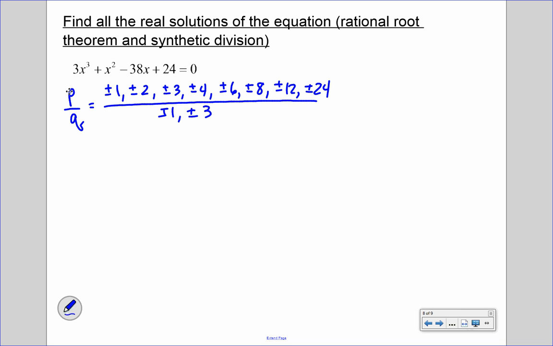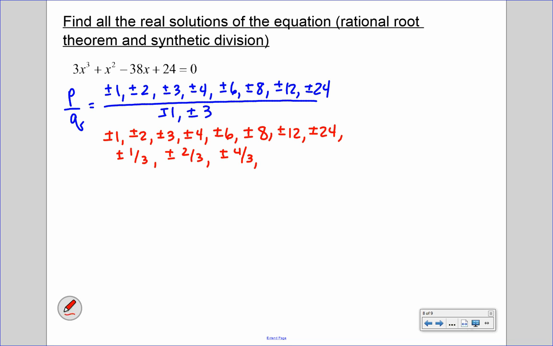So what we're going to do is rewrite this into one list of possible solutions. We have to put everything over 1 and then everything over 3. We don't have to add repeats. So our list is going to be 1, 2, 3, 4, 6, 8, 12, 24, plus or minus 1/3, 2/3, 4/3, and plus or minus 8/3. So this is our possible list, and this is quite a large list, so it could take us some time to find which zeros are solutions.